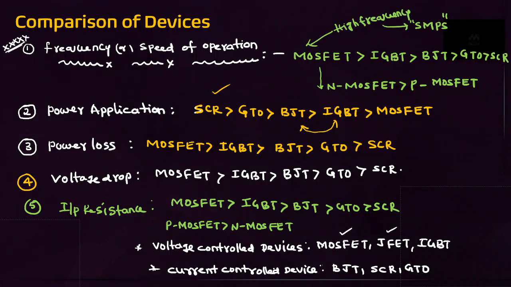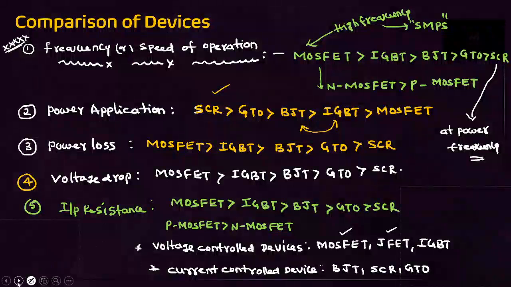With respect to speed of operation, which is the high frequency application? MOSFET is used for high frequency application. SCR is more favorable at power frequency, students. Which is more favorable at power frequency? That is, SCR is more favorable at power frequency.